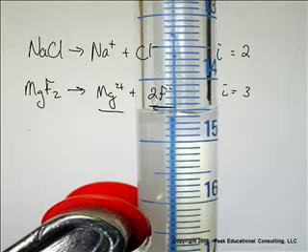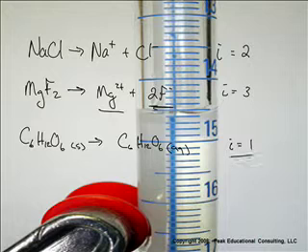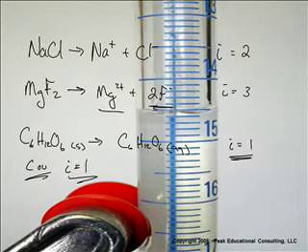Now if I have, say, C6H12O6 sugar, if I dissolve that in water, it breaks apart into C6H12O6 aqueous. Sugar dissolves in water, but it does not dissociate. Here i is equal to 1. So it's important to understand, you just have to break it apart and figure out. For covalent compounds, i is always going to be 1. And actually there's an issue with these i's we'll talk about later.